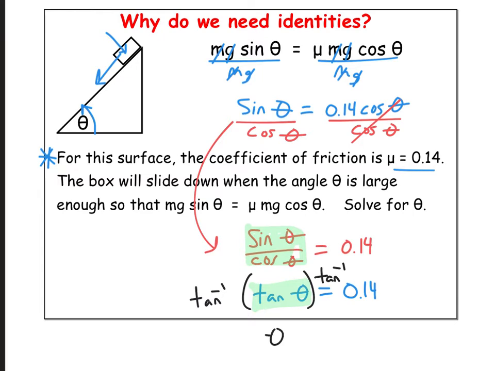Okay, so I just did that in a calculator there. I did the inverse tangent of 0.14. I went back to degree mode. We were probably in radians from what we were doing before. But it's right around 7.97 degrees for this one. So that would be how large the angle would need to be to get this box to slide down that surface. Okay, and again, it's a very physicsy type problem.